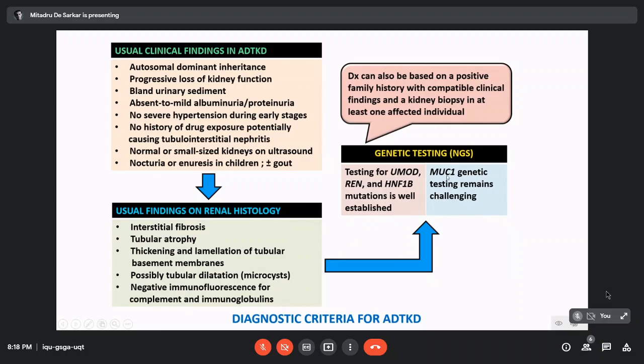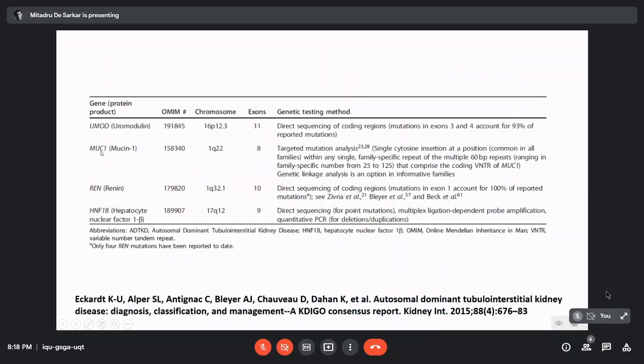Now, the reason why the MUC1 genetic testing remains challenging is given in this nice article. So let's just look at the MUC1. So the issue is that the insertion is just of a single base pair.